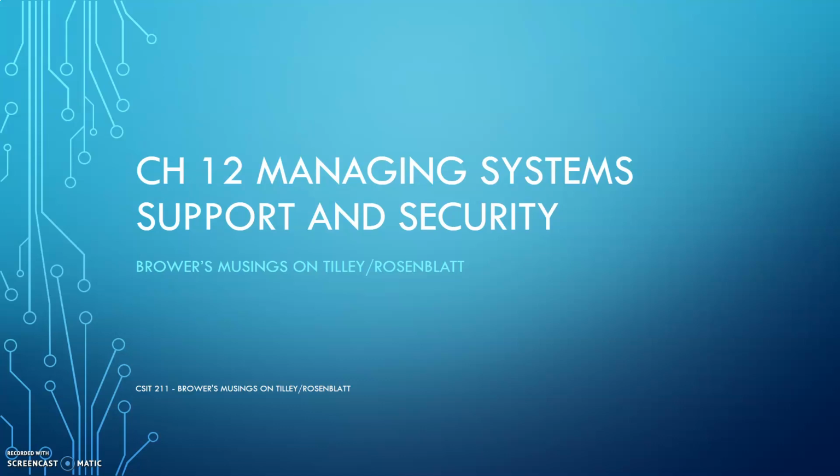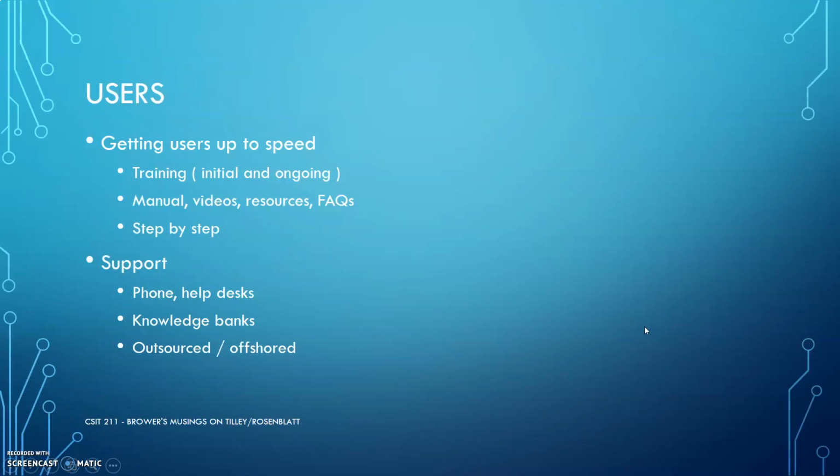This is sort of an overview of Chapter 12 out of the Systems Analysis and Design book by Tilley and Rosenblatt. It would help if you have the publisher slides next to you as I go through this. Okay, so by the way, the overall thing for the chapter is managing system support, and part of that is dealing with users and getting them trained.